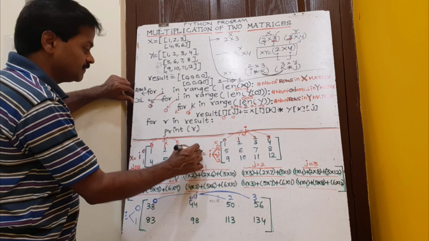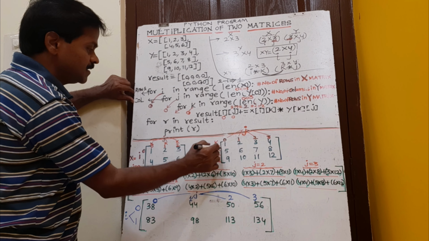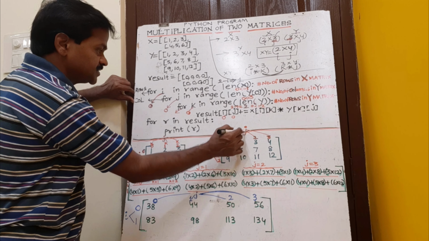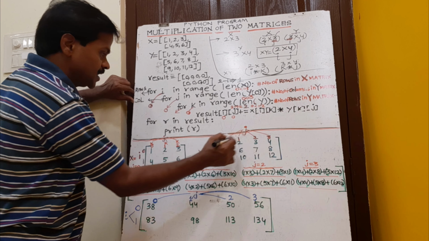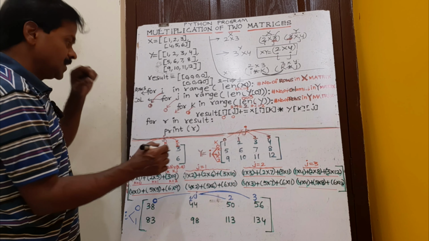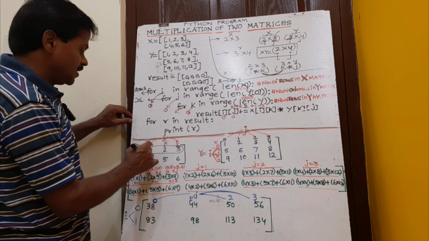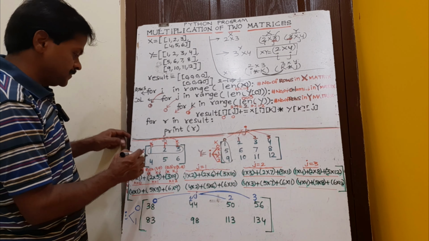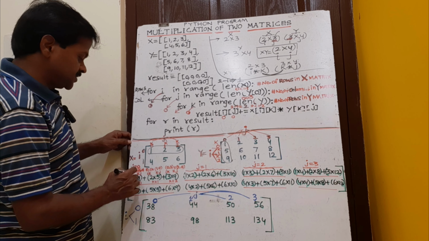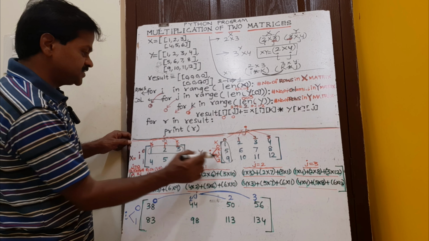Okay. Here this is the Y matrix. This is the I: first row, second row, third row. J represents columns: first, second, third, fourth. These are index values, indices. So whenever we multiply this row and this column, 1 into 1, plus 2 into 5, plus 3 into 9.